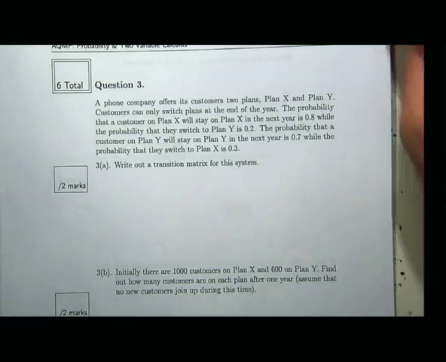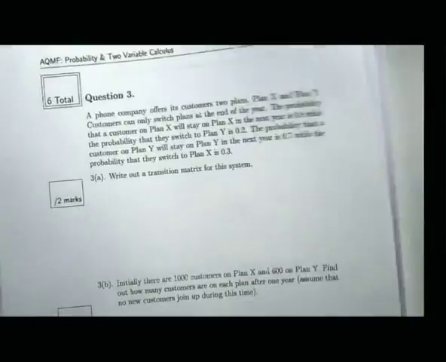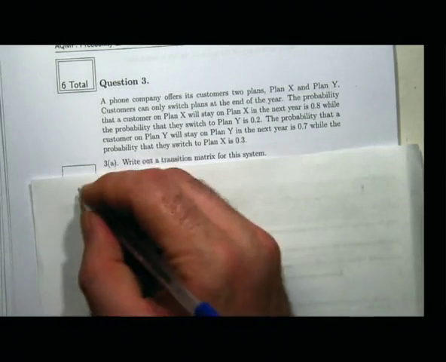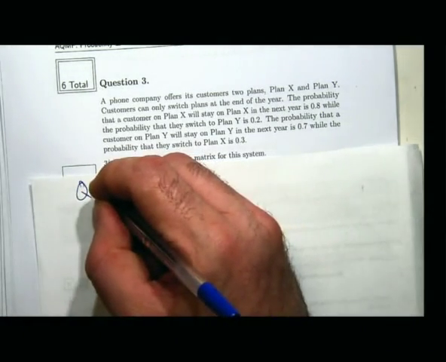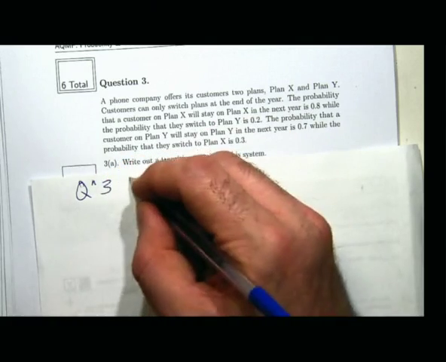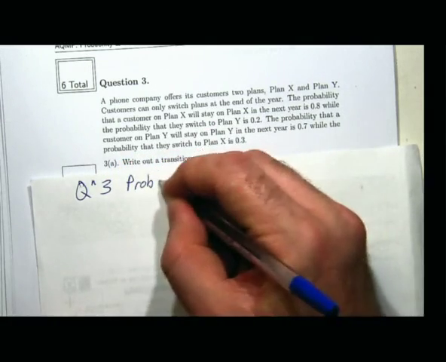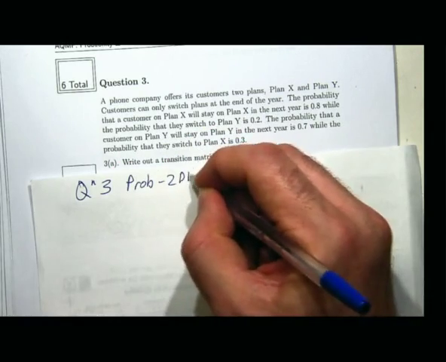So again, sticking with my theory of trying to do this on separate pieces of paper, mostly so that I can actually scan this stuff through. So this is question 3 from the probability section of the 2013 exam. It's just in case people are listening to it. So what do we do? Question 3, probability, 2013.